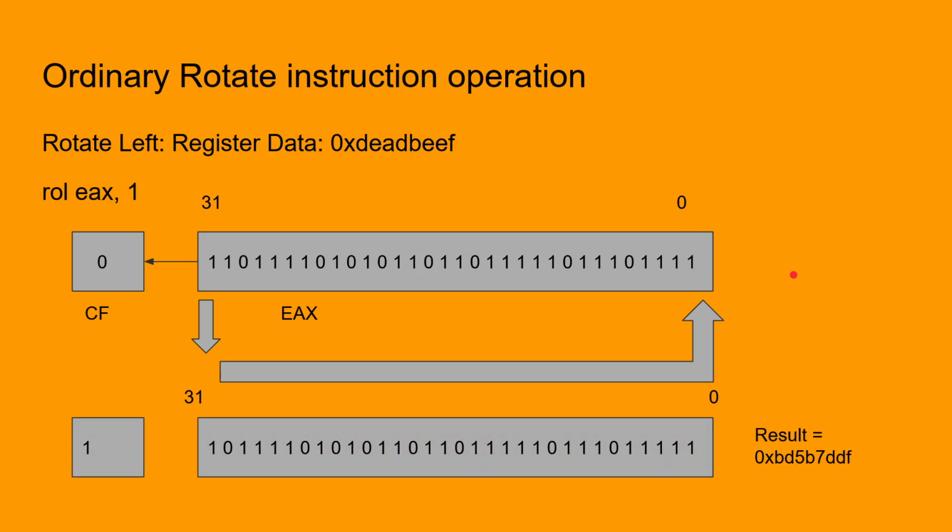So after the rotate is done, the register content will look something like this. The carry flag will have a value of 1 since the most significant bit was a 1 and it got copied into the carry flag. The EAX register has been shifted left by 1 and bit 0 was vacant and the most significant bit got copied to bit position 0. So the result in the register is hexadecimal BD5B7DDF.